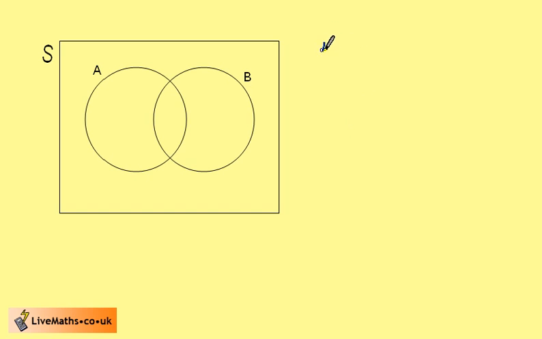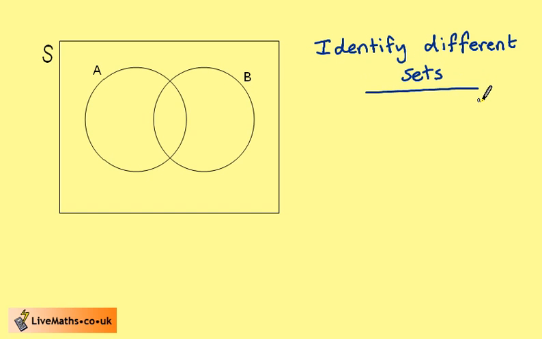One important task we must be able to do to use Venn diagrams to work out probabilities is identify different sets within the sample space. This example is devoted to that.